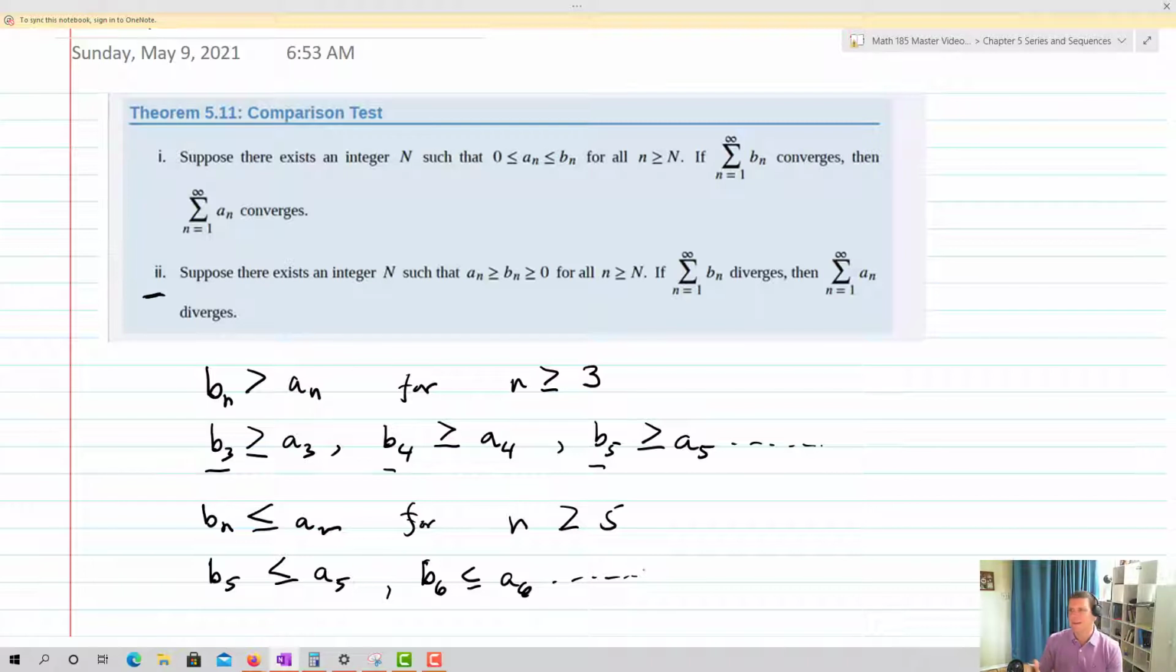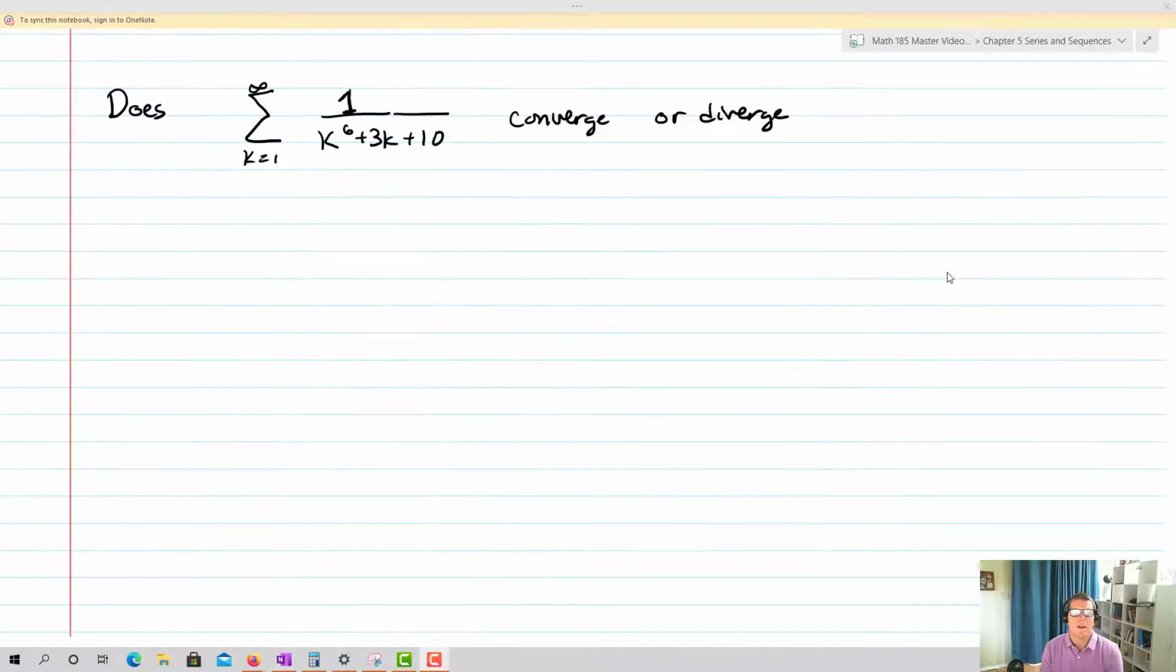So if the sum of the b sub n's continues on into infinity, then the sum of the a sub n's has to as well, because they're all bigger. That is meant to give us a relationship between what it means to converge and what it means to diverge. So let's ask ourselves, does the sum from k equals 1 up to infinity of 1 over k to the 6th plus 3k plus 10 converge or diverge?